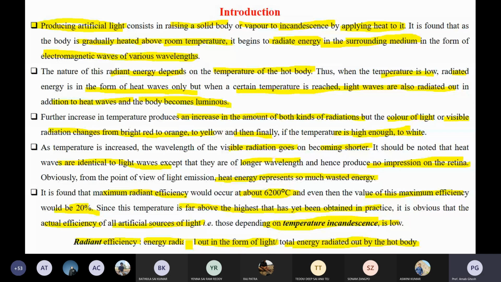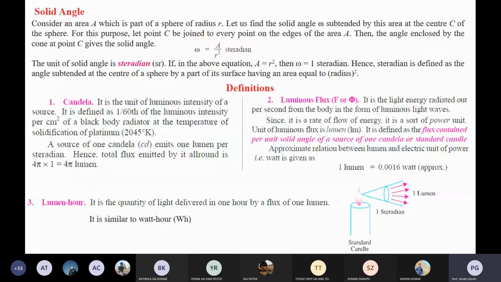Let us find the solid angle omega subtended by this area at the center C. At the center C means light is emitting, illuminating from center C. That object, that candle, is situated here at point C of the sphere. We join C to every point on the edge of the area A, and the angle enclosed by the cone at point C is given as the solid angle.